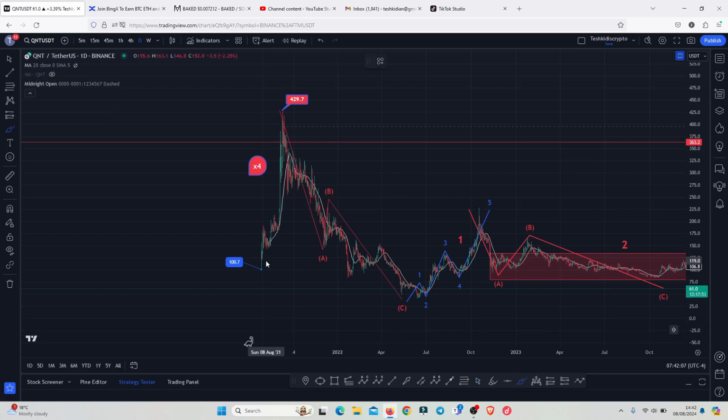You can see that after listing in 2021, QNT gave us a massive break to the upside, taking us to all-time highs above the $429.7 in a move that gave us more than a 4x to the upside. And after getting to all-time highs, we started a bear market where we had been seeing lower prices in this ABC corrective structure in a move that gave us a bear market low below the $40 mark.